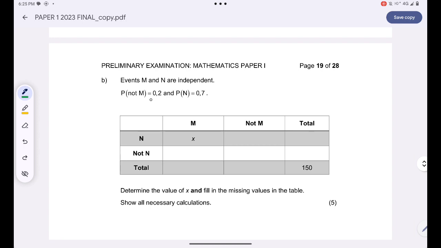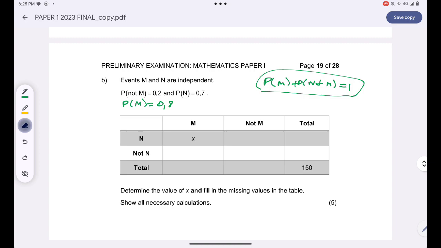The probability of not M is 0.2. That means the probability of M will be 0.8. Why? Because the complement of M is 0.2, and I know that the probability of M plus the probability of not M should be equal to 1. By applying this equation, I can find the probability of M, and I'll end up with 0.8.